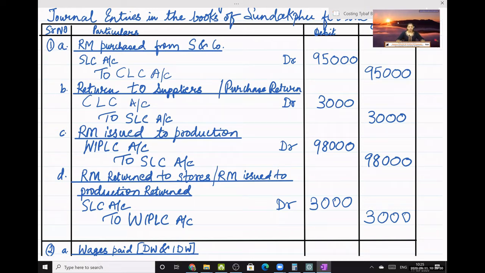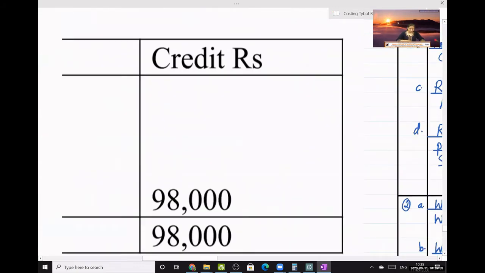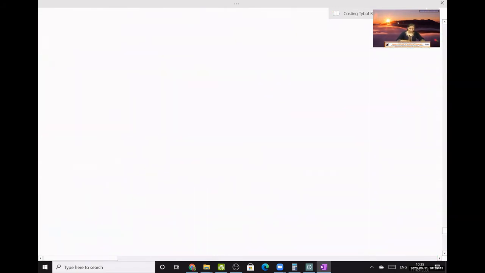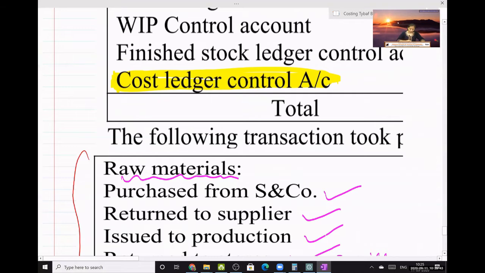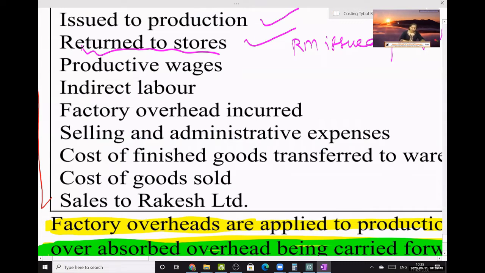Okay, so I hope all the 4 entries are done by you. A, B, C, D. Next. Next क्या बोला है? Productive wages. See this. Productive wages means direct wages. और साथ में नीचे indirect भी दिया हुआ है. So indirect wages, direct wages दोनों दिया हुआ है.